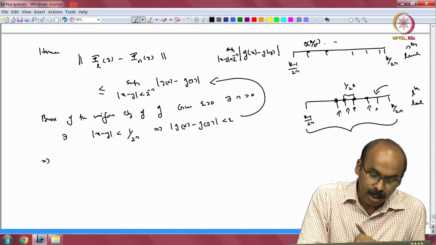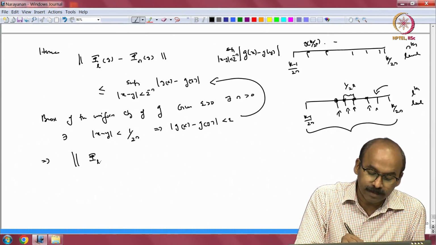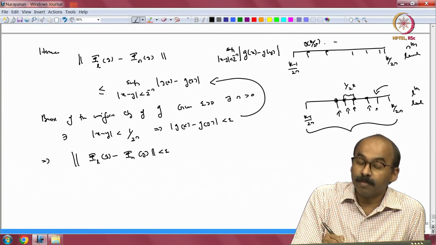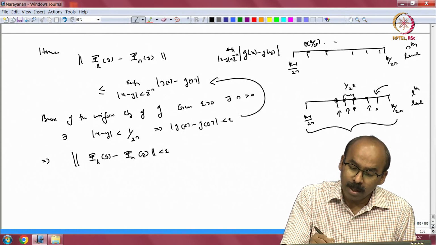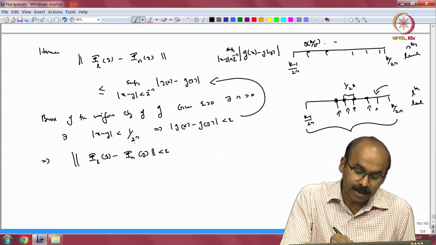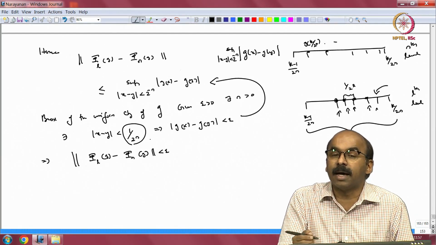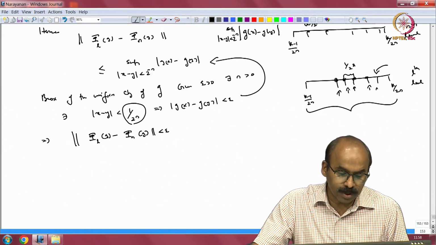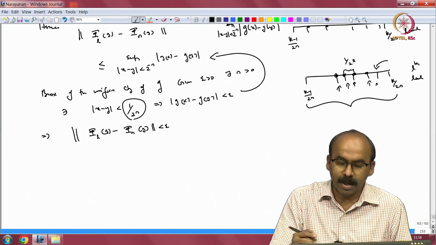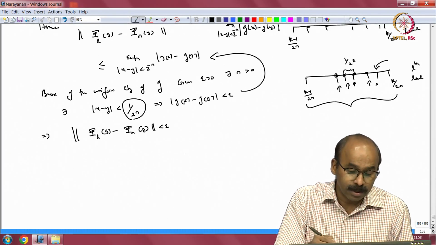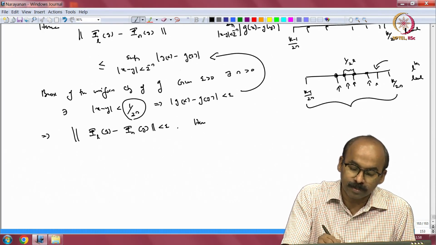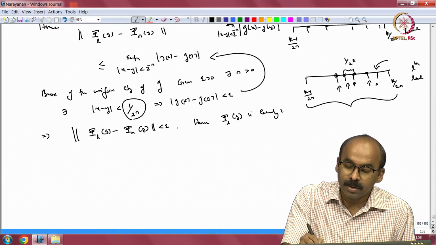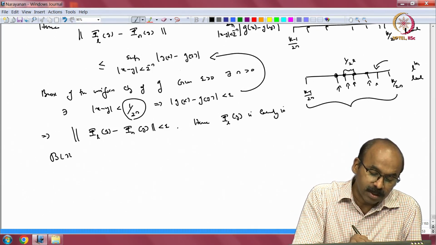So, that will imply that the norm of phi_L of g minus phi_n of g is less than epsilon, right, for large n, because I want n such that, there is a delta, right. So, you have to choose an n such that 1/2^n is less than delta, right, that is what we are doing. Okay. So, this is true for large n and L greater than n. So, by uniform continuity we have that this is a Cauchy sequence. Okay. So, hence phi_L of g is Cauchy in B(H). Okay.